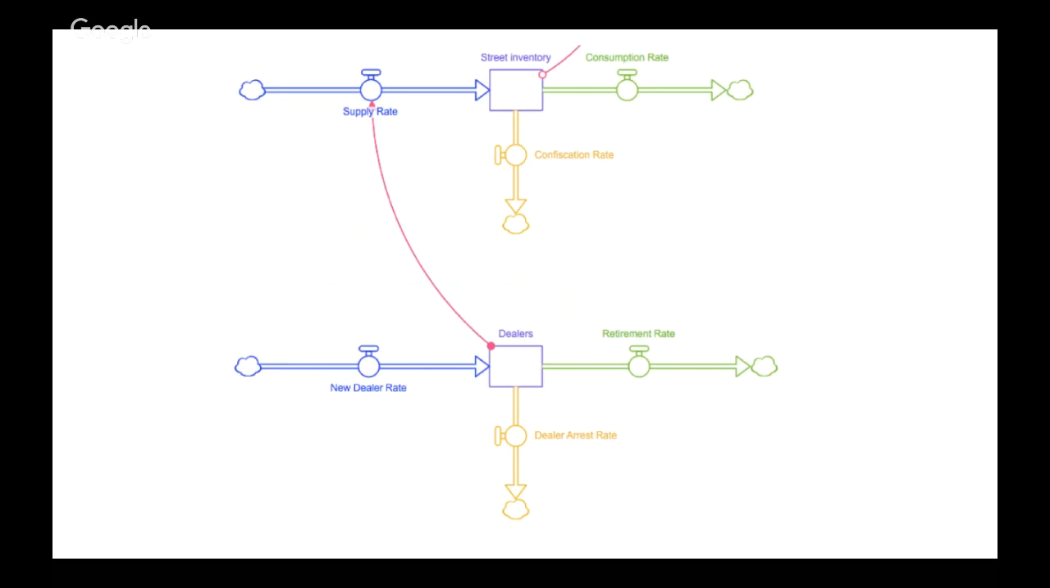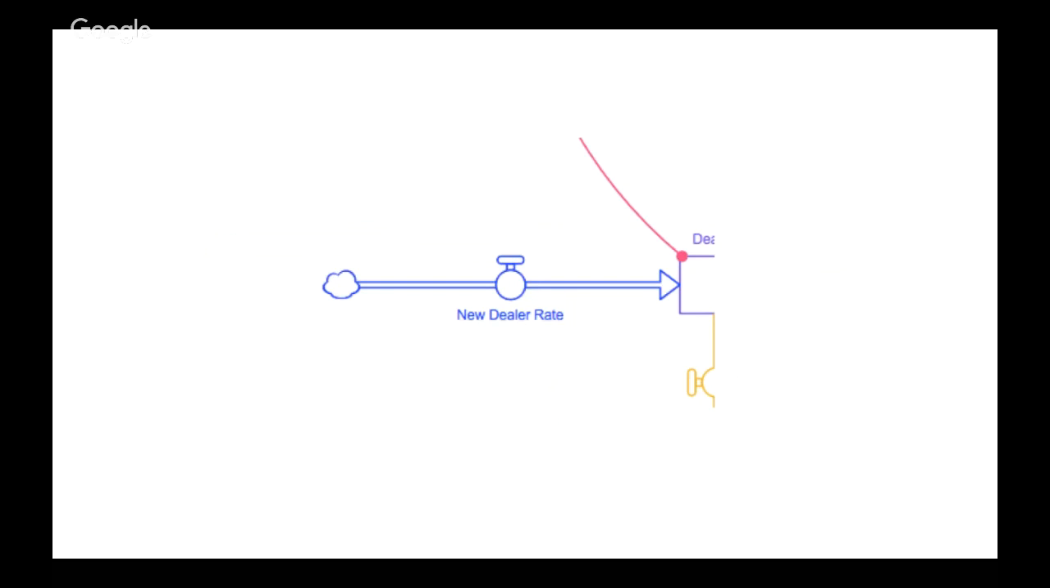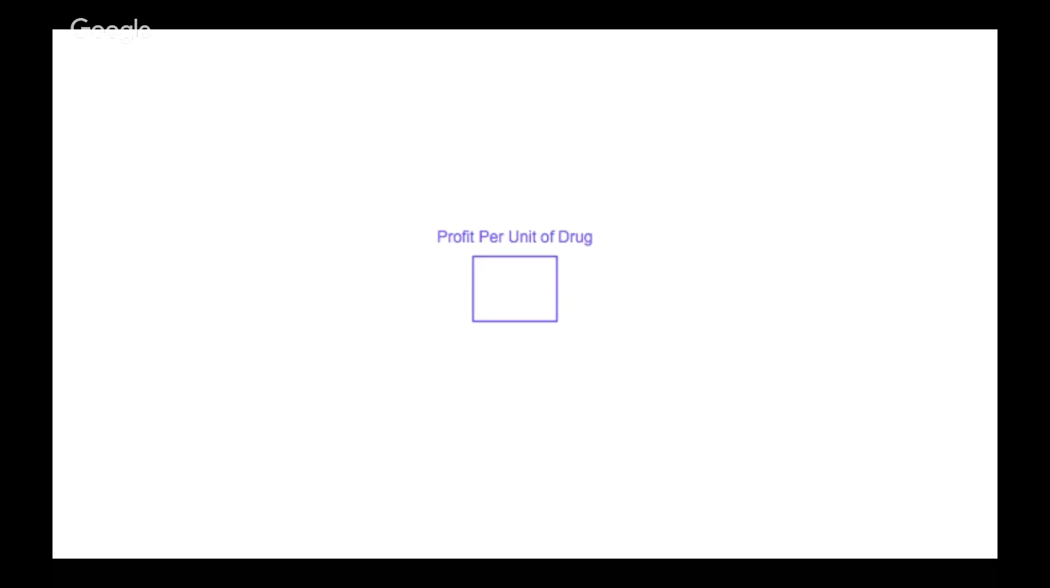This slide shows that there is a connection between the number of dealers and street inventory. This is logical, as someone has to move the product from production all the way to the end user. In an illegal system, this is a labor-intensive part of the business. Supply will be constrained or tied in some way to the availability of dealers to move it. So what drives the growth of new dealers? One factor is clearly the profitability of the activity.